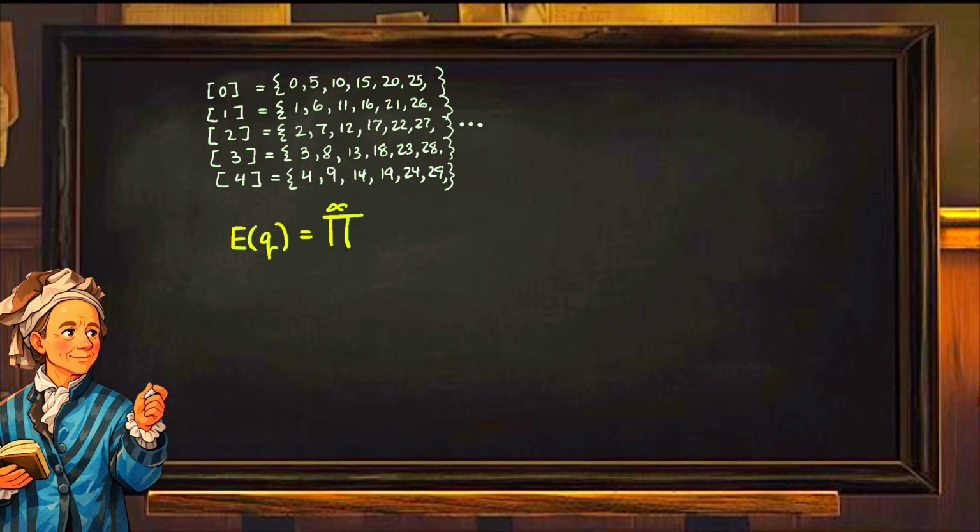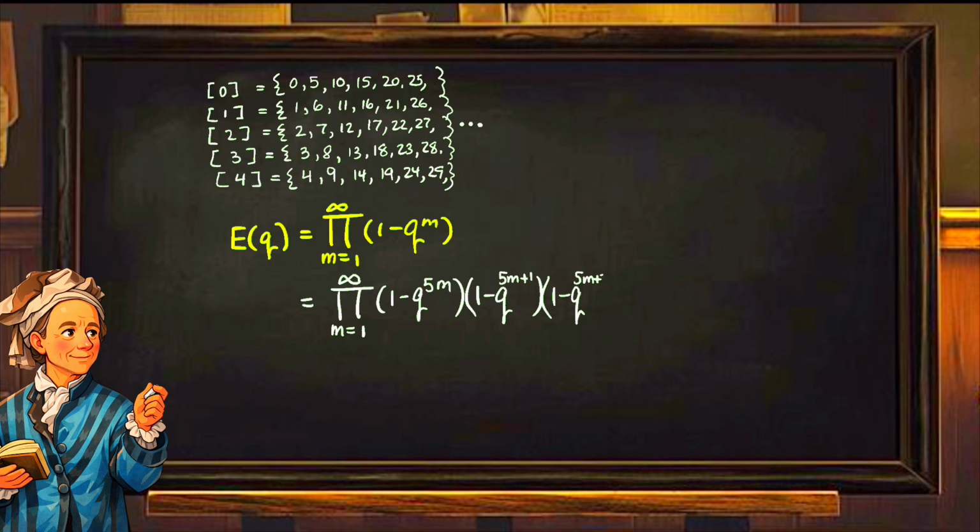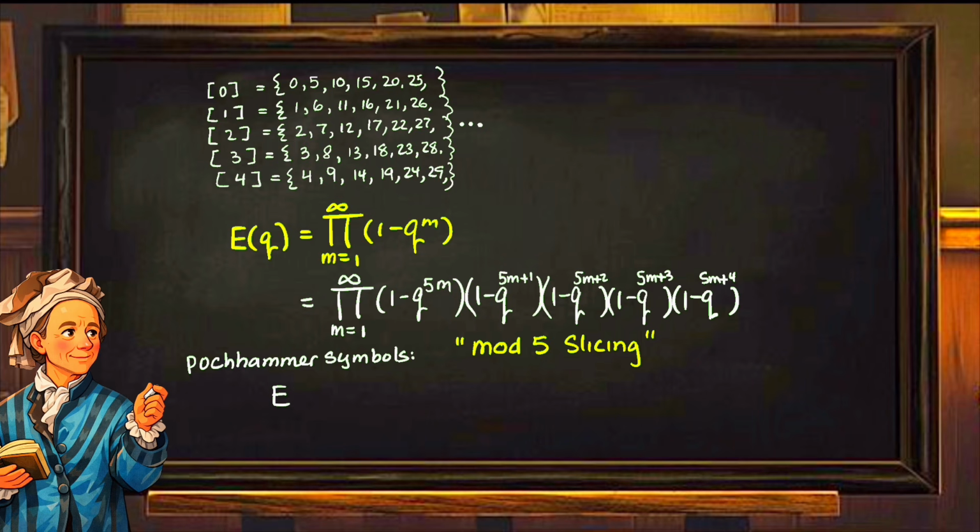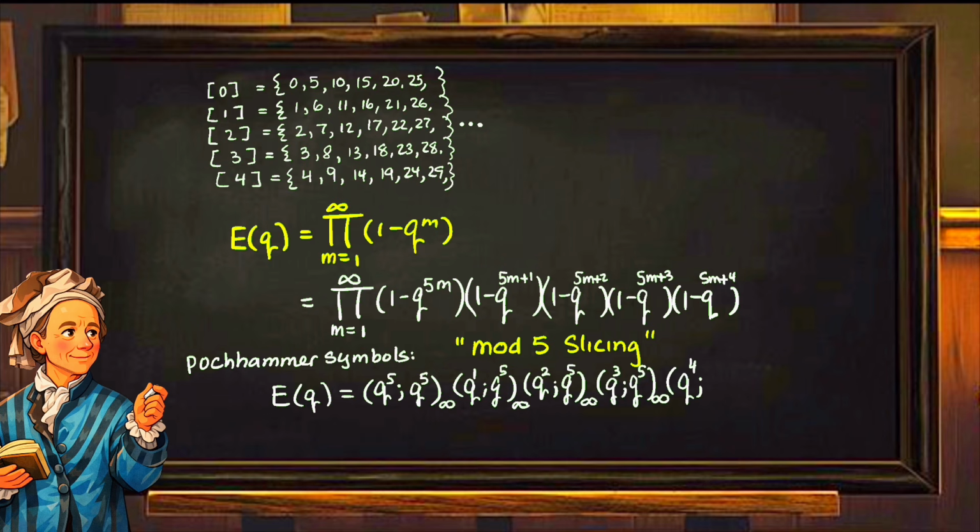Now, listing each element in the residue classes allows Euler to rewrite his product by slicing it into sections via residue class. And so his infinite product is sliced up into 5 parts. And to make some of the notation a little bit easier, we'll introduce what's called the Pochhammer symbol for infinite products such as these. So Euler's product can be written in terms of the slices given by each Pochhammer symbol.